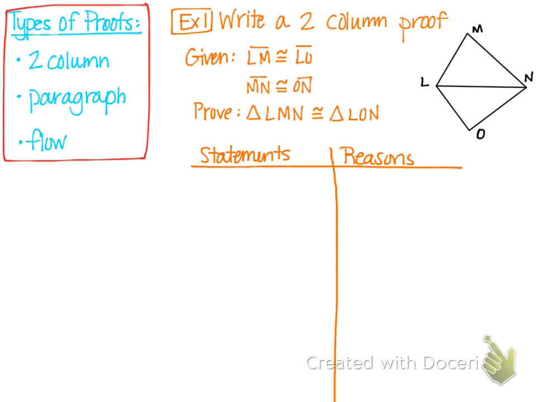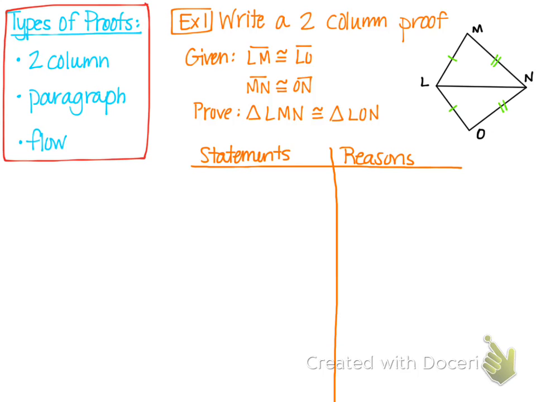Alright, so example 1 says, write a 2-column proof. So the first thing you always want to do is you want to take your given and you want to mark on your picture what's given. So first we have that LM is congruent to LO. So we'll mark LM congruent to LO. The second thing we're given is that MN is congruent to ON. So now we're trying to prove that these 2 triangles are congruent because that's what our prove statement says.